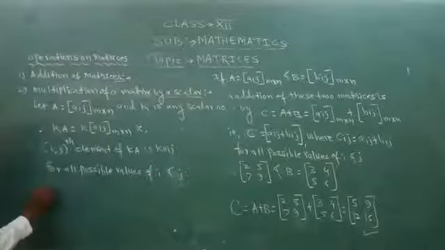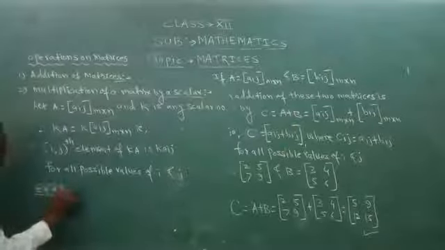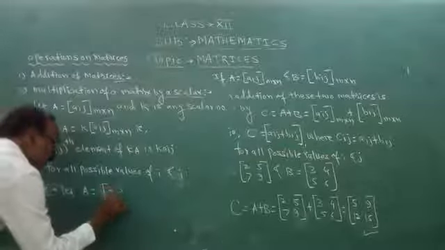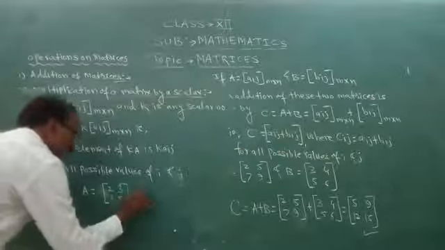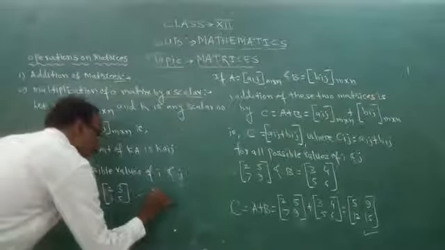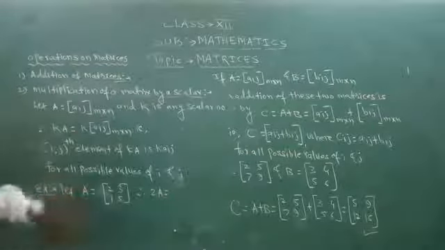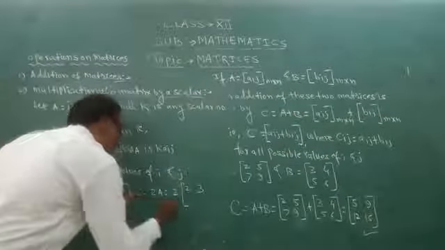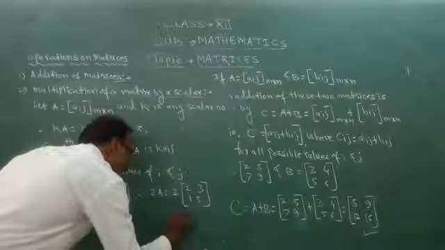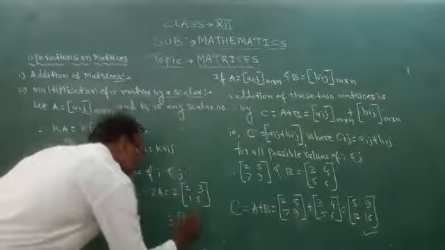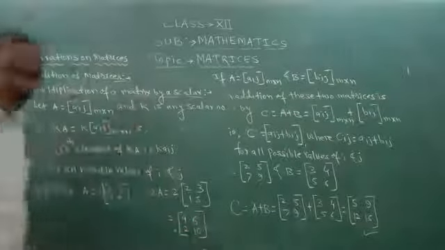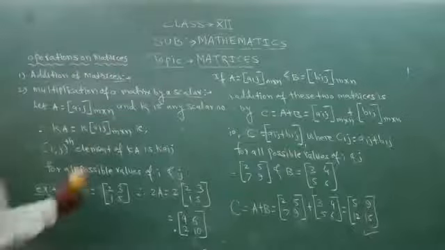Okay, for example, let A is equal to the matrix 2, 3, 1, 5. Therefore what will be 2 into A? You multiply this matrix A by a scalar number 2 suppose. So it will be 2 into 2, 3, 1, 5. So it gives me 4, 6, 2 and 10. So in this way we can multiply the given matrix by a scalar number.